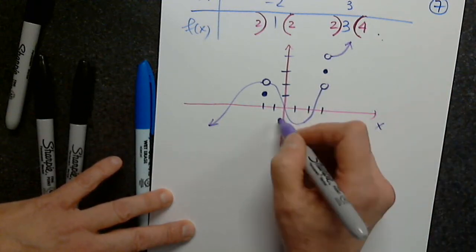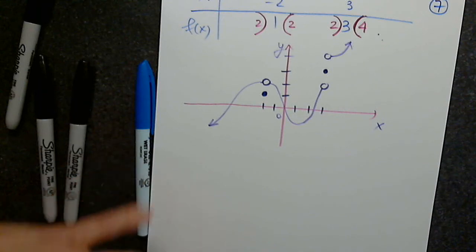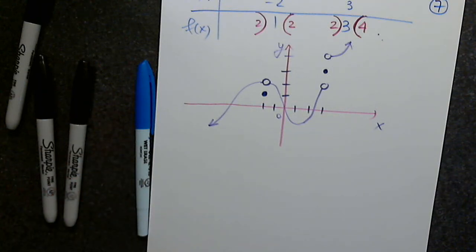There are infinitely many correct answers. This is my example. I was given 2 ordered pairs, -2, 1, and 3, 3. I was told the limit from either side of -2 is 2. And I was told that the limit from the left of 3 is 2, and the limit from the right is 4. Any questions on this?